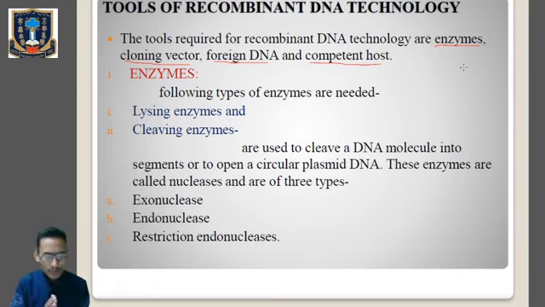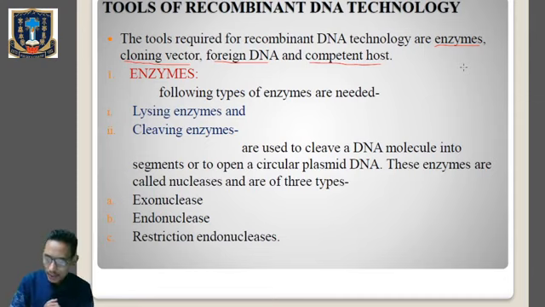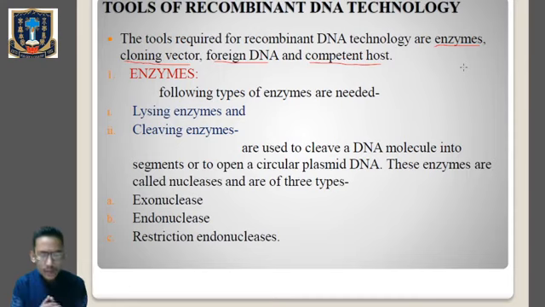Clear? So let us begin with the first tool of recombinant DNA technology, that is the enzymes. And the following types of enzymes are needed in recombinant DNA technology. The first enzyme is lysing enzymes, and the second enzyme is cleaving enzymes. Now what do you mean by lysing enzymes? L-Y-S-I-N-G. Lysing enzymes are mainly used to open the cell or to dissolve the cell wall of plant cells. Now the plant cell wall is made up of what? Cellulose, we can say that.